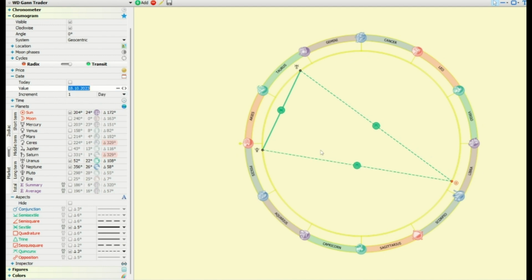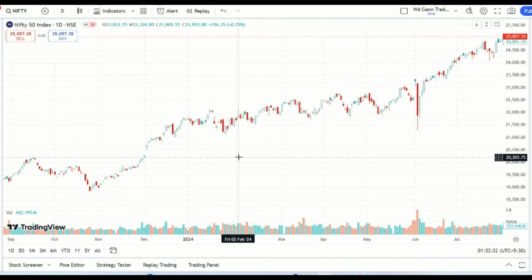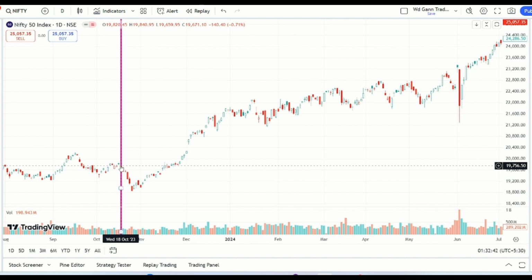The date is 18th October 2023. Sun is in quincunx with Uranus and Neptune, and Uranus and Neptune are sextile to each other. So the date is 18th October 2023. Let's mark it on the TradingView app. Now let's mark the date of 18th October 2023 on the chart.